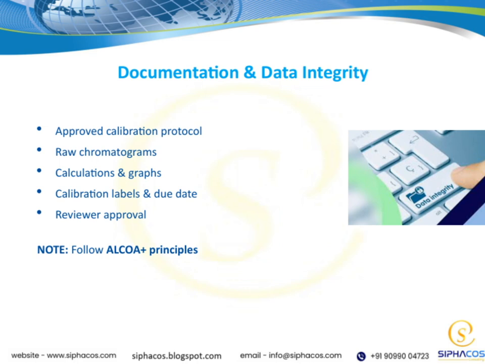When we look at calculations and graphs, it's important that they are accurately derived from the raw data and properly documented to support transparency. Calibration labels and due dates help us track the calibration status and ensure equipment is maintained and accurate over time. Finally, reviewer approval is a critical step. Having an independent review confirms that all data and documentation meet quality standards and regulatory requirements.